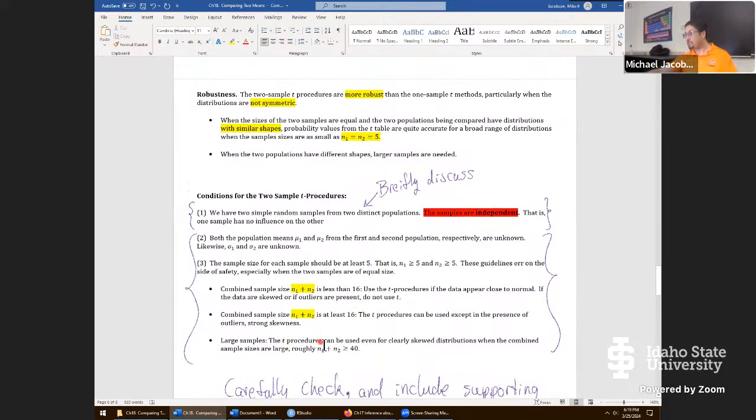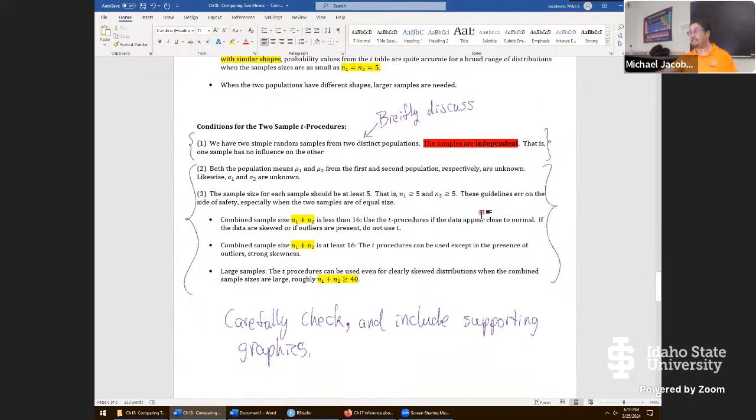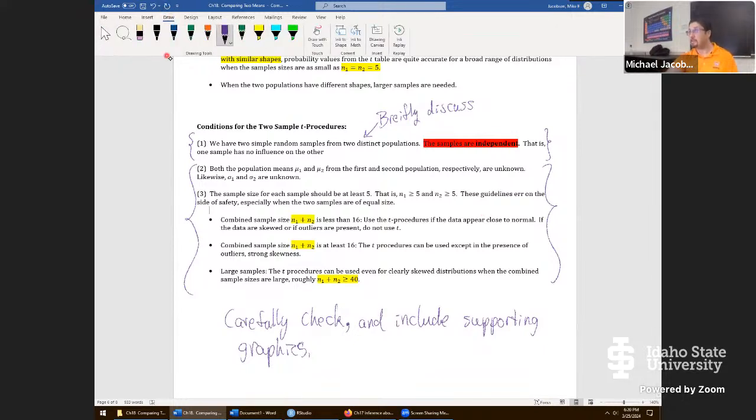So all we're going to do is combine our sample sizes and reuse the exact same robustness conditions that we saw from chapter 17. Any questions about those so far, folks? Okay, I notice my brackets are a little bit off here. Let me see if I can move this over. I want this to be the portion where we say, carefully check and support with graphics.